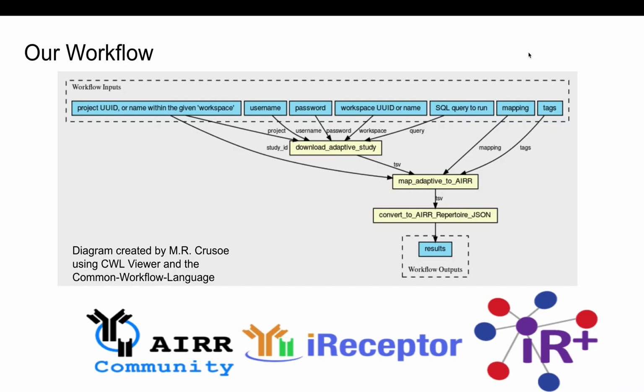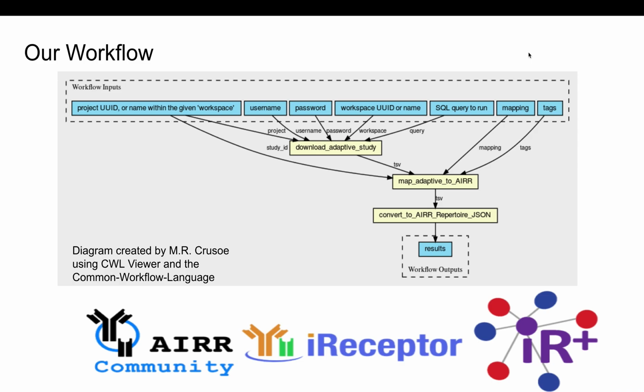To provide a bit more detail, from Adaptive ImmunoSeq's website, the user has to create a username along with a password and provide a workspace ID. This information is provided to our pipeline to complete the download. Once this information is provided, the script then performs an SQL query and obtains a TSV format file.